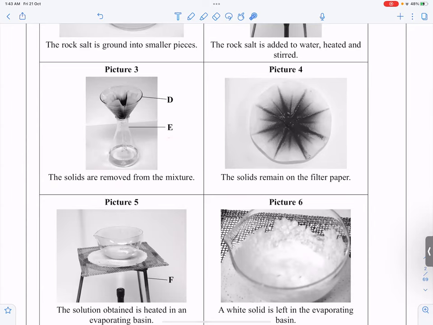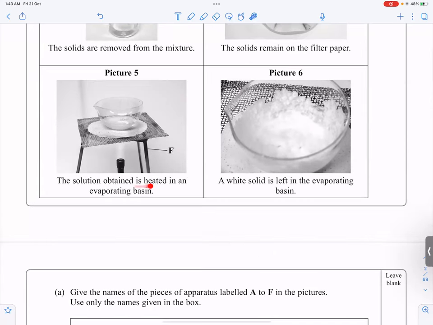Step four: solids remain on the filter paper. The filter paper has clay and sand on it. Step five: the solution obtained is heated in an evaporating basin, which holds the sodium chloride solution. Step six: a white solid is left in the evaporating basin, the crystals of sodium chloride.